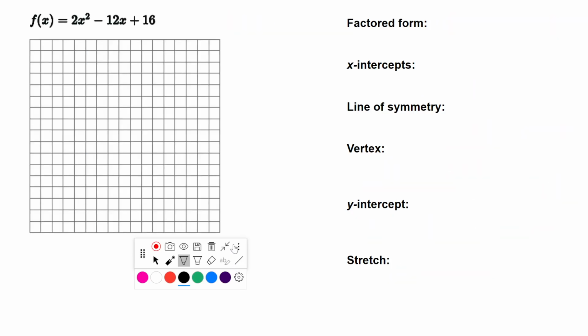In our next example, we do have an a value. We have 2. I do see, though, that 2 does divide 12 and 16 evenly, so to help with our factoring, I'm going to factor out the 2 first. So that's going to be x squared minus 6x plus 8. I divided everything by 2, wrote that 2 in front. And then I can ask myself what's going to multiply to give me 8, that's going to add to give me -6.